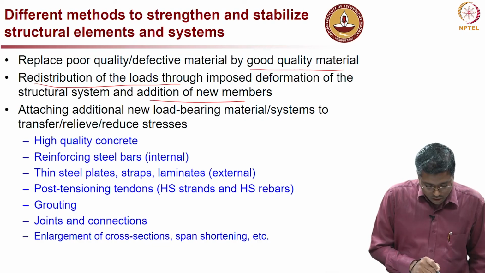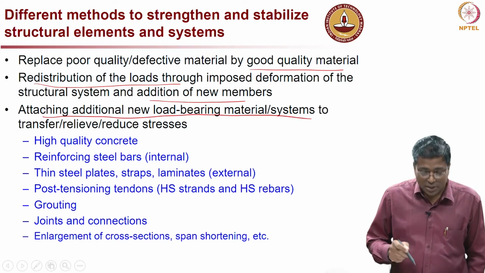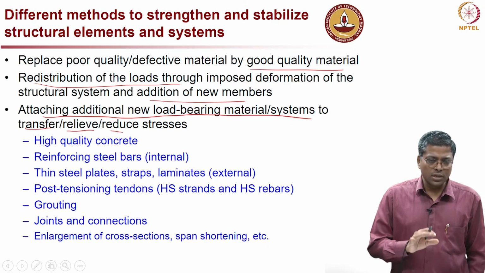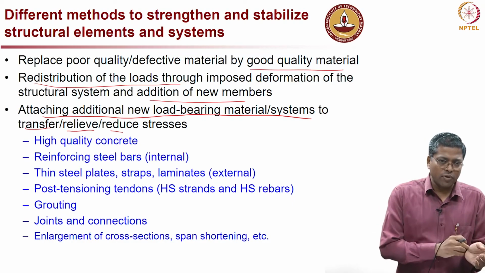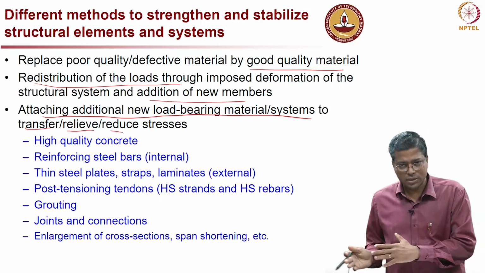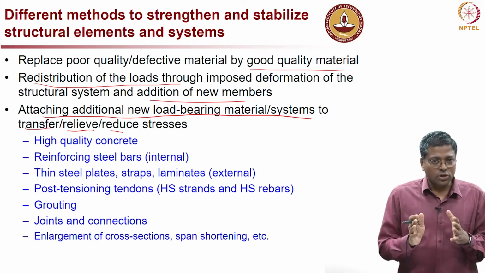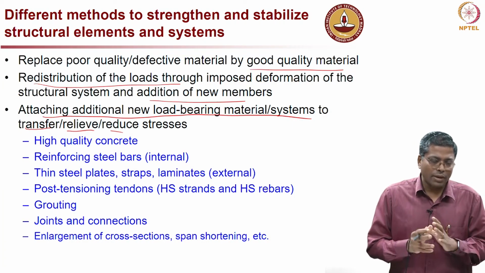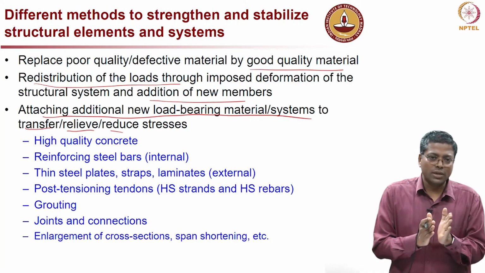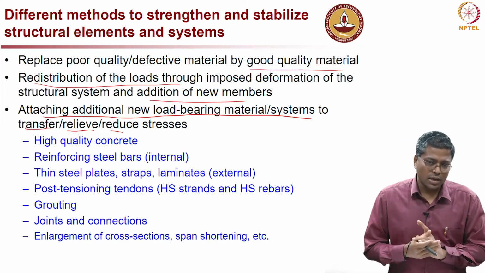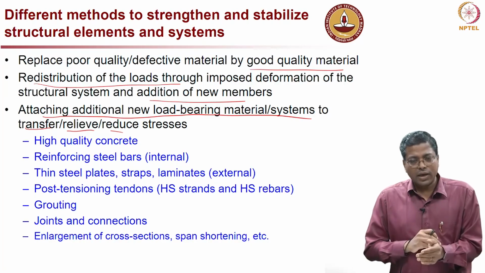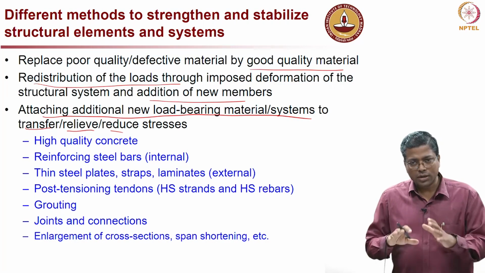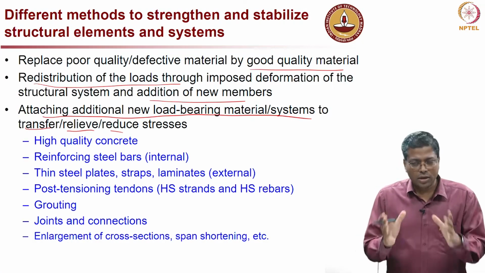And then the other methodology is attaching new load bearing materials or systems to transfer, relieve or reduce the stresses. Three things. One is, if there is a stress generation somewhere, and it needs to be transferred, it needs to be transferred. If it does not need to be transferred, there are some cases where we will try to relieve the stress, or have some space available so that the stress does not get transferred to the next element, like expansion joints. Another way is to reduce the stress by having a system which will distribute and then reduce the stress on the members.